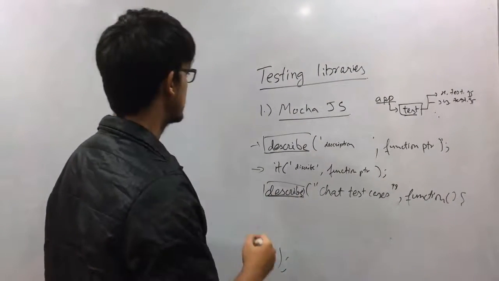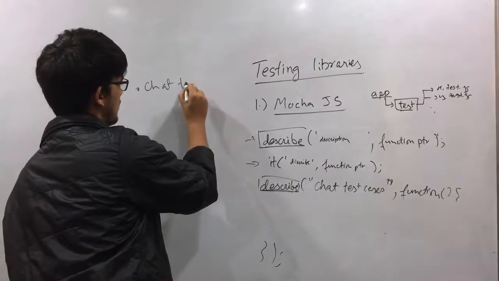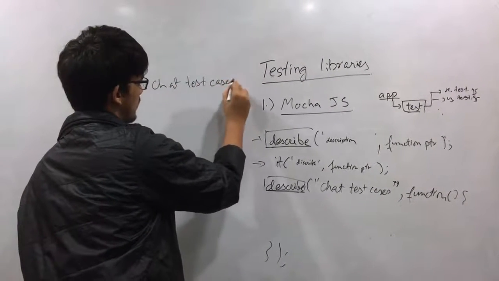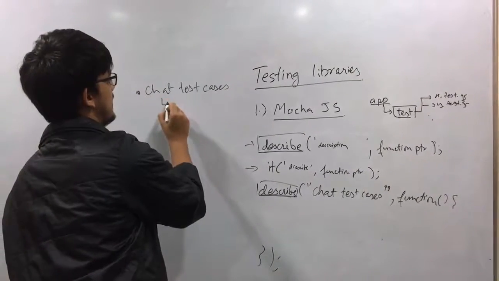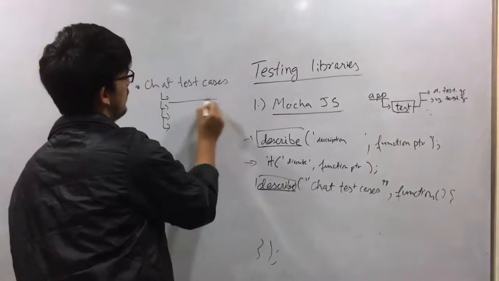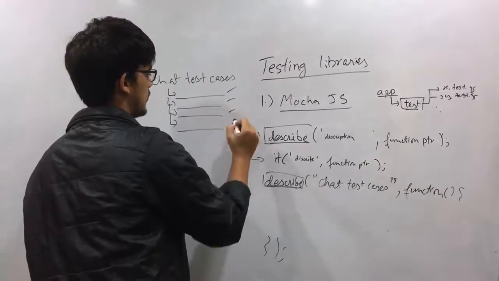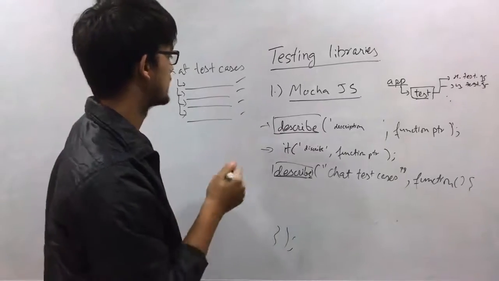So this is a way of organizing the test cases into chunks of describe functions. So when my test case runs, I'll be given a chat test cases bullet point, and inside these chat test cases, I'll be shown the number of test cases inside that describe block. So that helps me organize my test cases.